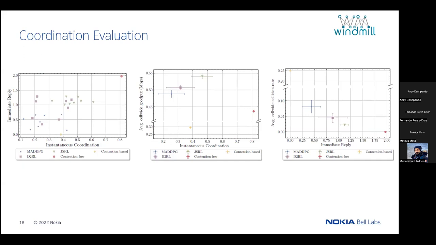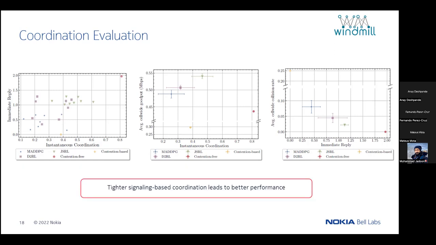Okay, so let's look a little bit at what exactly this does. We have here the goodput in terms of the instantaneous coordination, and when we improve the learning algorithm by MADDPG, D2RL, and then jumpstart approximate learning, they all get better in terms of goodput, but also start to coordinate better. Okay, so mainly tighter signaling coordination leads to better performance. And this also happens with the immediate reply, because we have the collision rate here: as your learning algorithm gets better, it leads to better coordination and also to a better collision rate in this case. Okay, simple.